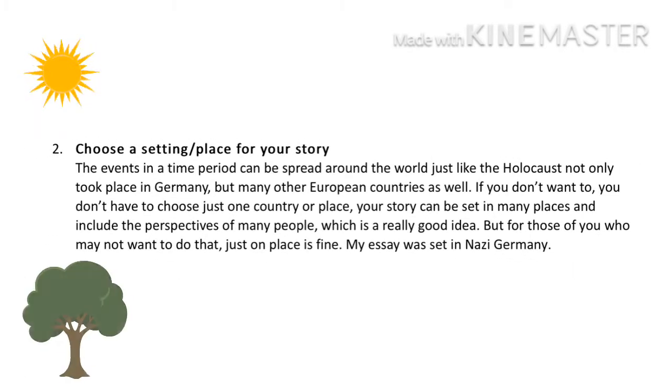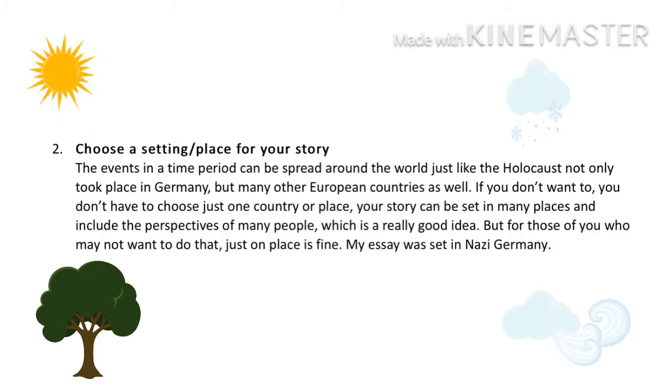Number 2. Choose a setting and place for your story. The events in a time period can be spread around the world, just like the Holocaust not only took place in Germany, but many other European countries. If you don't want to, you don't have to choose just one country or place. Your story can be set in many places and include the perspectives of many people, which is a really good idea. But for those of you who may not want to do that, just one place is fine. My essay was set in Nazi Germany.